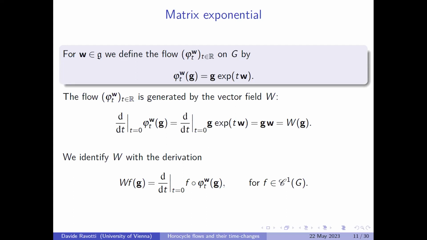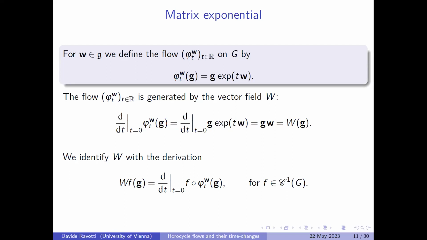Indeed, what do I need to do to check this claim? Well, I can just take the derivative at 0 of the map phi W t. I have to differentiate at 0 G times the exponential of tW. And if I differentiate this at t equal to 0, I get exactly W. So I get G times W. And this by definition was the value of my vector field capital W at G.